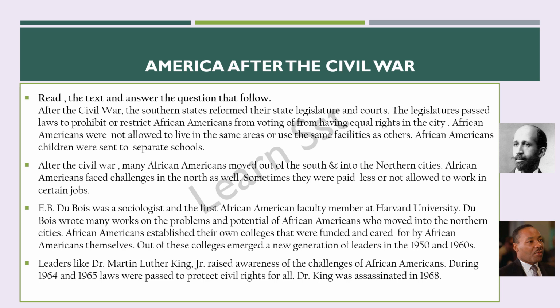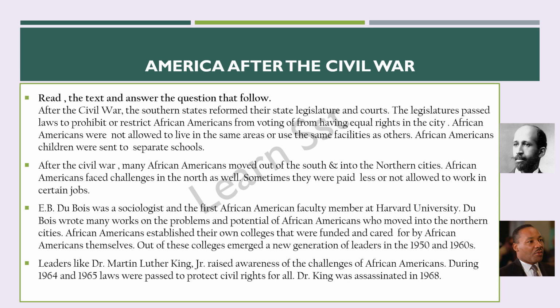So these were the three main things you can see over here, the injustice meted out to the African Americans. Firstly, the voting rights were taken away. Secondly, they couldn't live in the same neighborhood in which the whites were living. And the facilities which were provided to others, they were not given. And the worst thing is that the children were sent to separate schools. So there was complete segregation from the grassroots level.